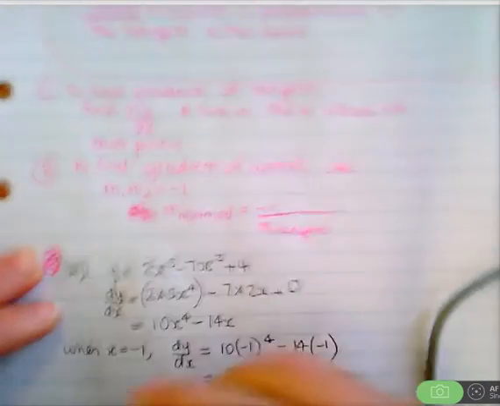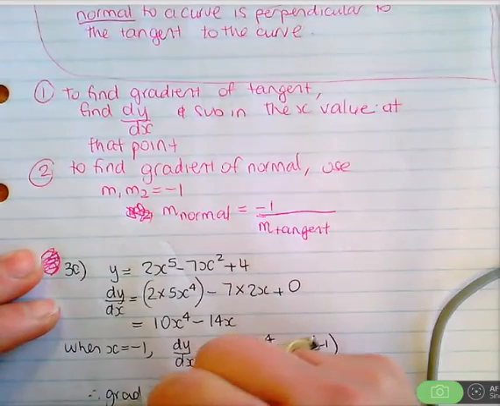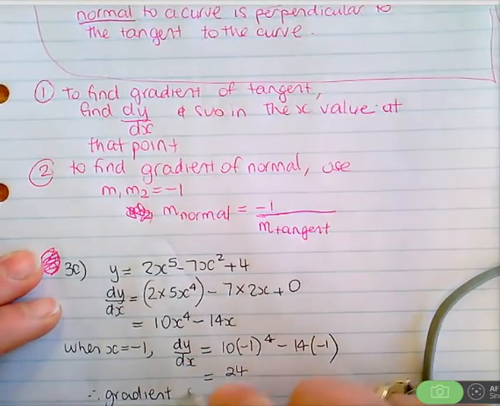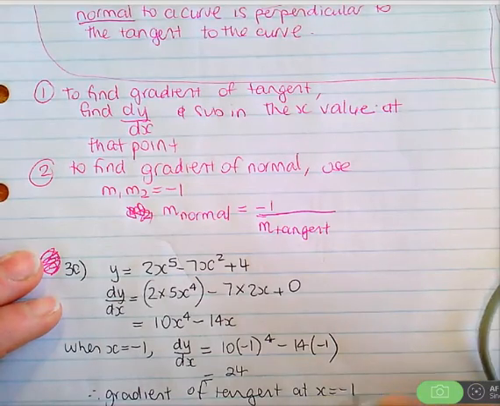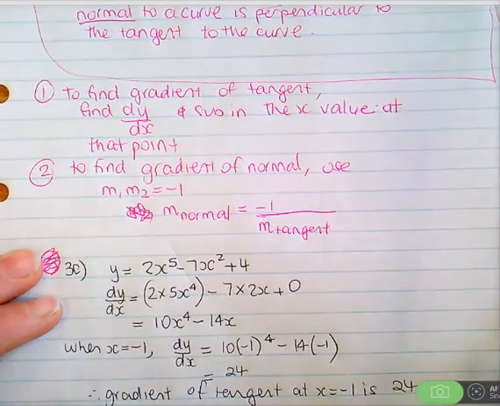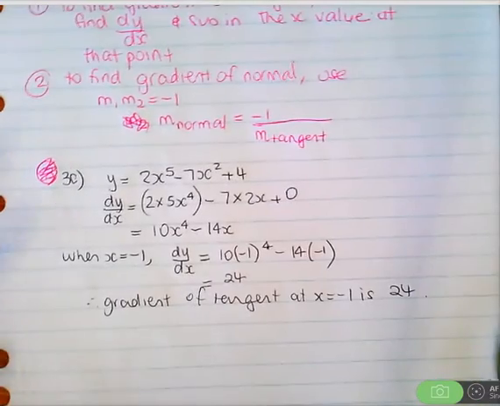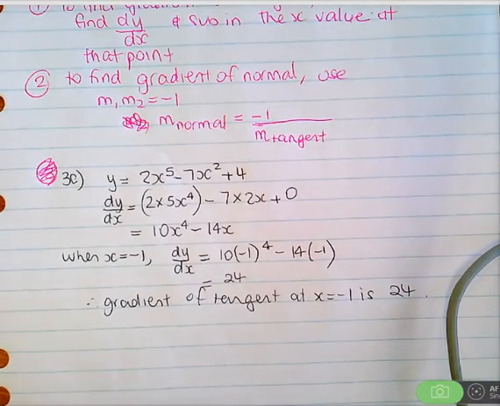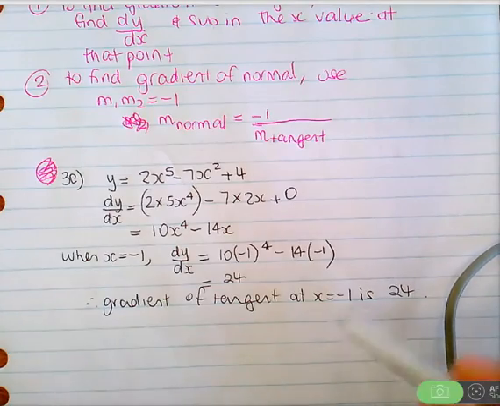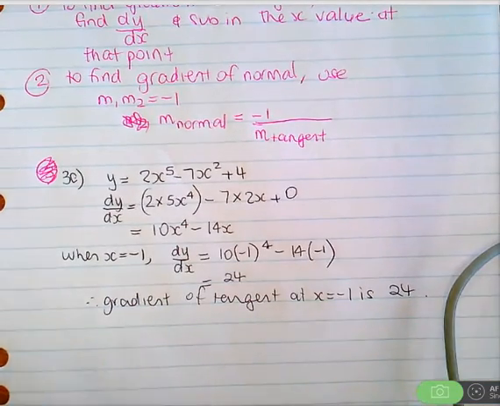So I'm going to say, therefore, the gradient of the tangent at x equals -1 is 24. It's pretty steep, in other words. Positive 24 is a big gradient. 24 means 24 over 1. You're rising 24 for every running of 1 across. So the gradient is very steep at that point, okay?